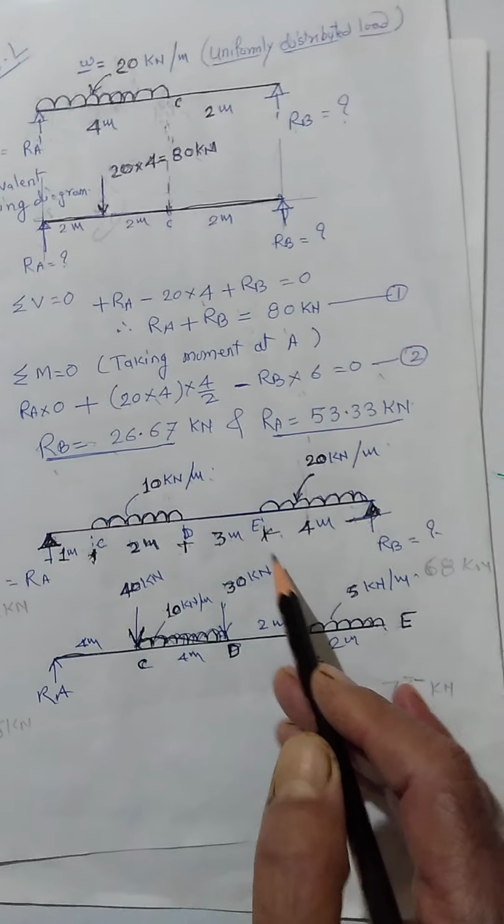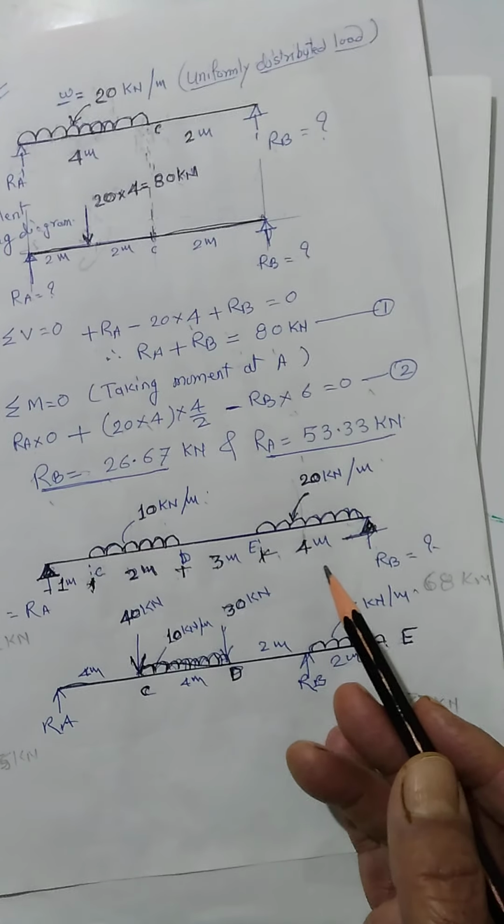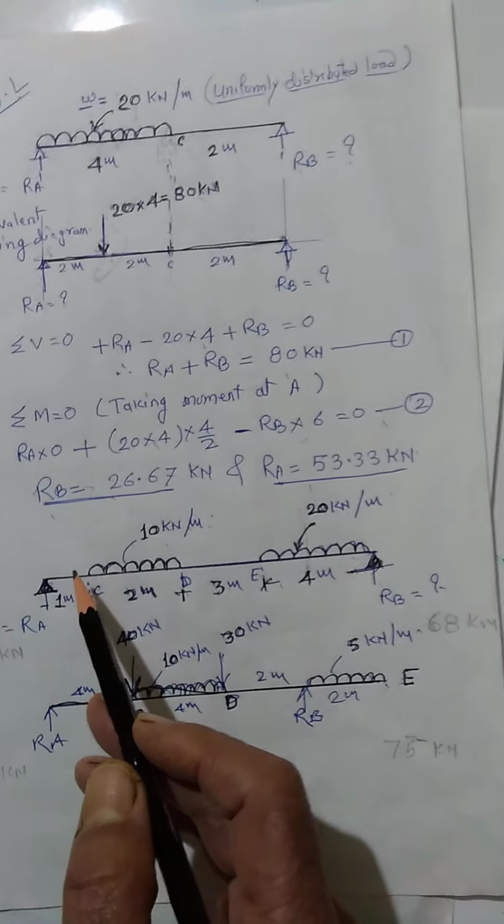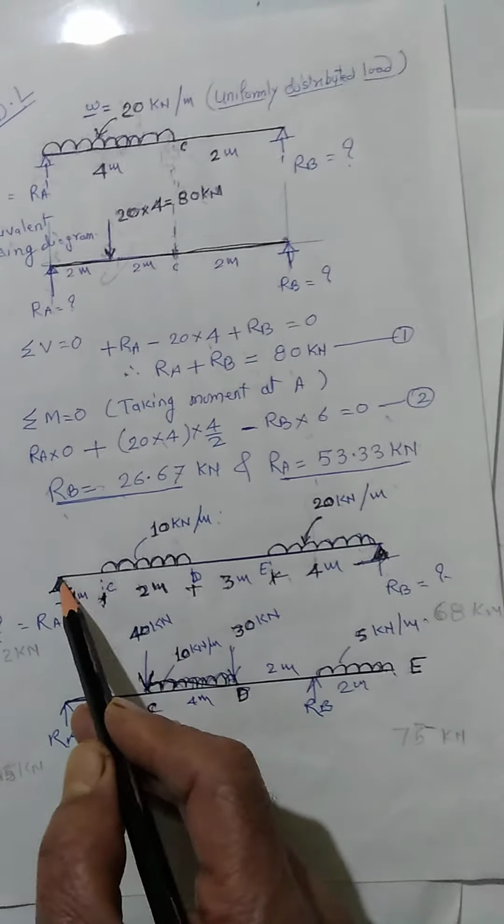Now with 2 point loads, we have already solved numericals. Make sigma M equal to 0, sigma V equal to 0, and find the values of Ra and Rb.